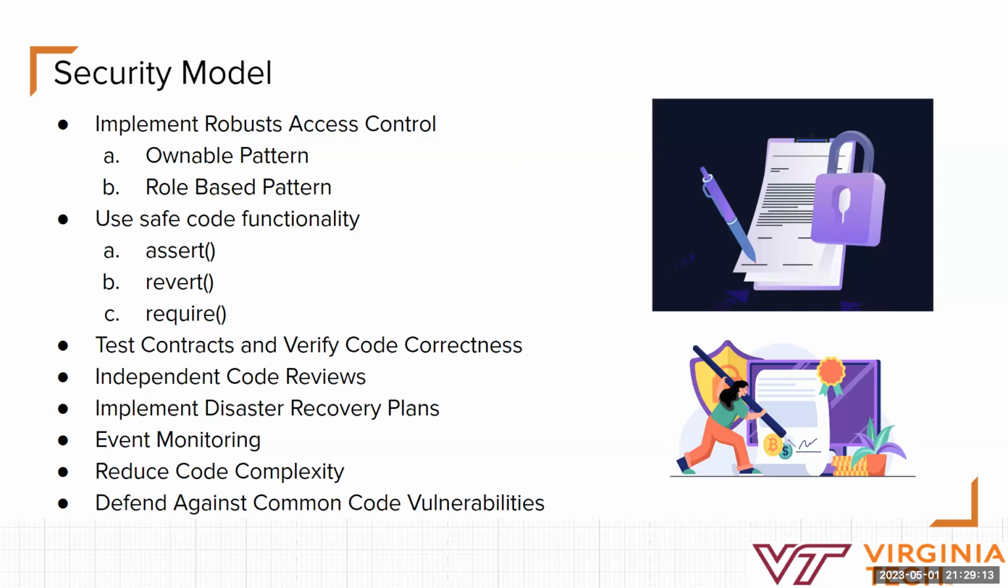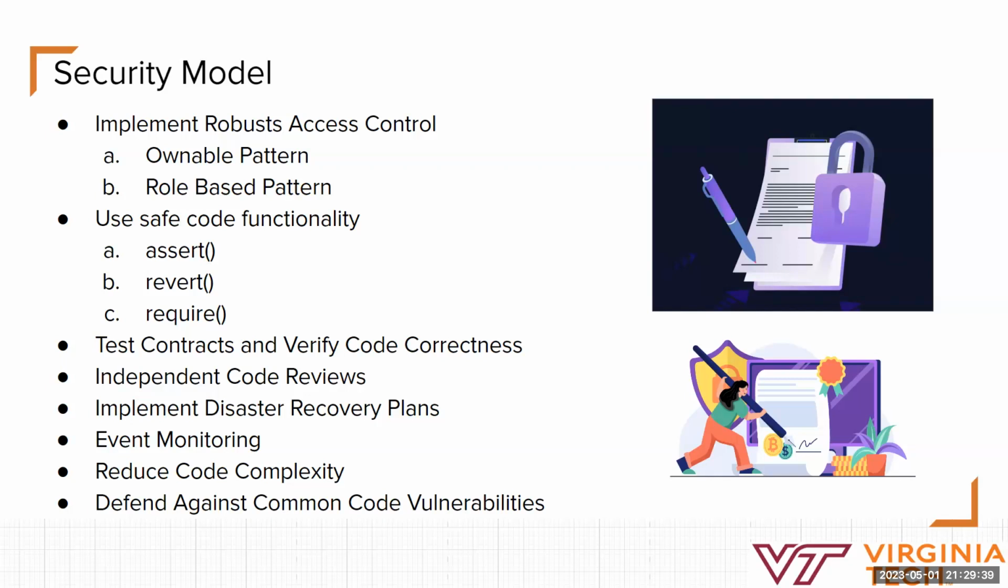Then there's the security model, which consists of basic steps that we can take to ensure that our smart contract is safe. The first being implementing robust access control. When there are so many players in a blockchain, it's important to have access control, because we cannot have everyone having all the access.